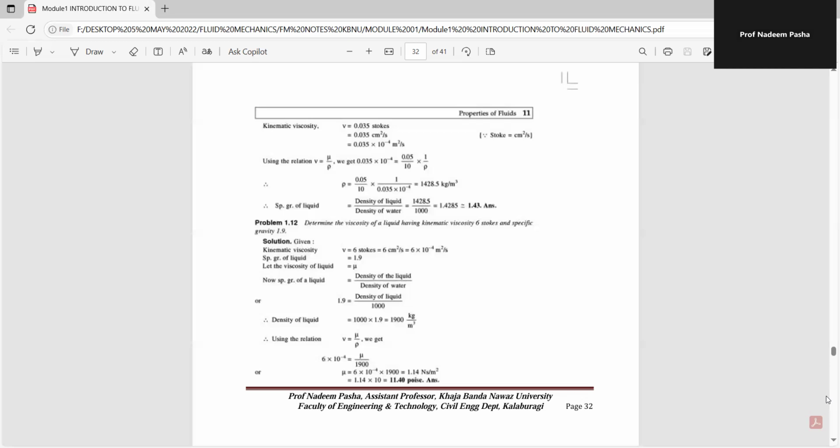Now we have the relation V is equal to mu by rho, where V is the kinematic viscosity, 6 into 10 raised to minus 4, equal to mu divided by rho, which is nothing but density. It comes out to be 1900. So your mu is equal to how much? It comes out to be 1.14 Newton second per meter square, or your mu is equal to 11.40 poise. So your mu comes out to be 11.40 poise or 1.14 Newton second per meter square.